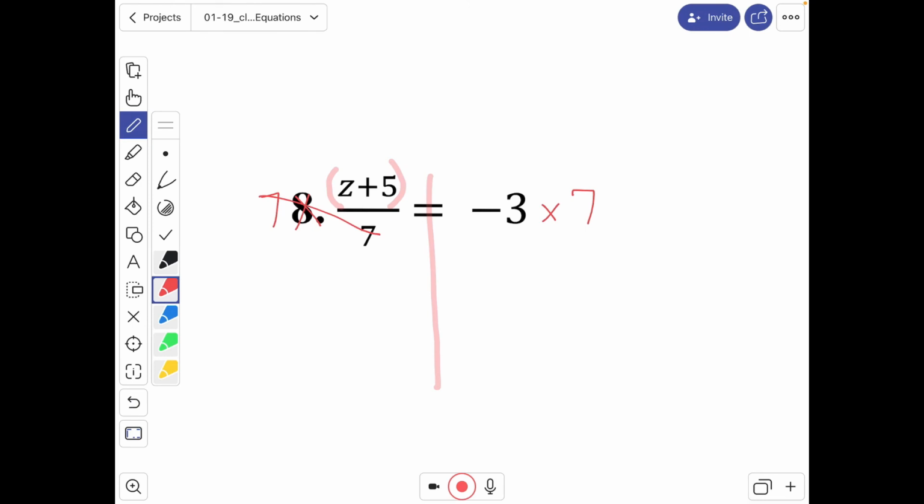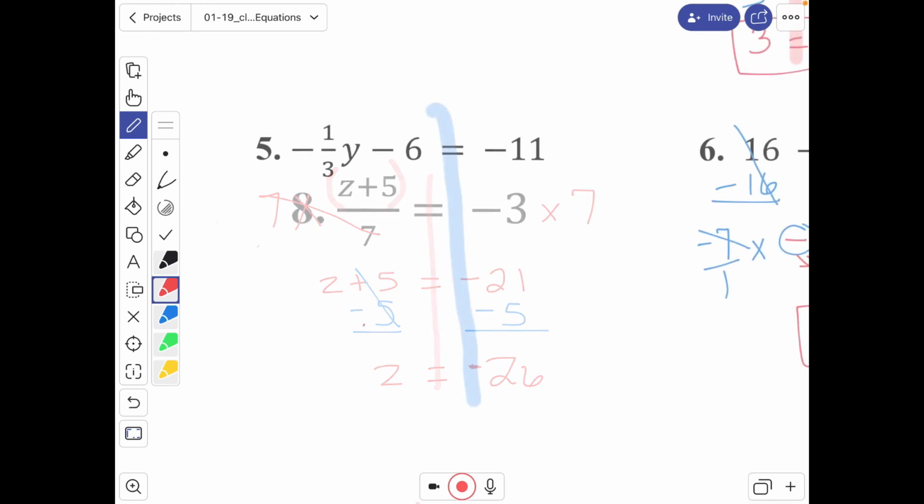which makes that cancel. And all that's left is the z plus 5 equals negative 21. Then we can get rid of the plus 5. And those cancel. So all that's left on the left is z. And negative 21 plus negative 5 makes negative 26.